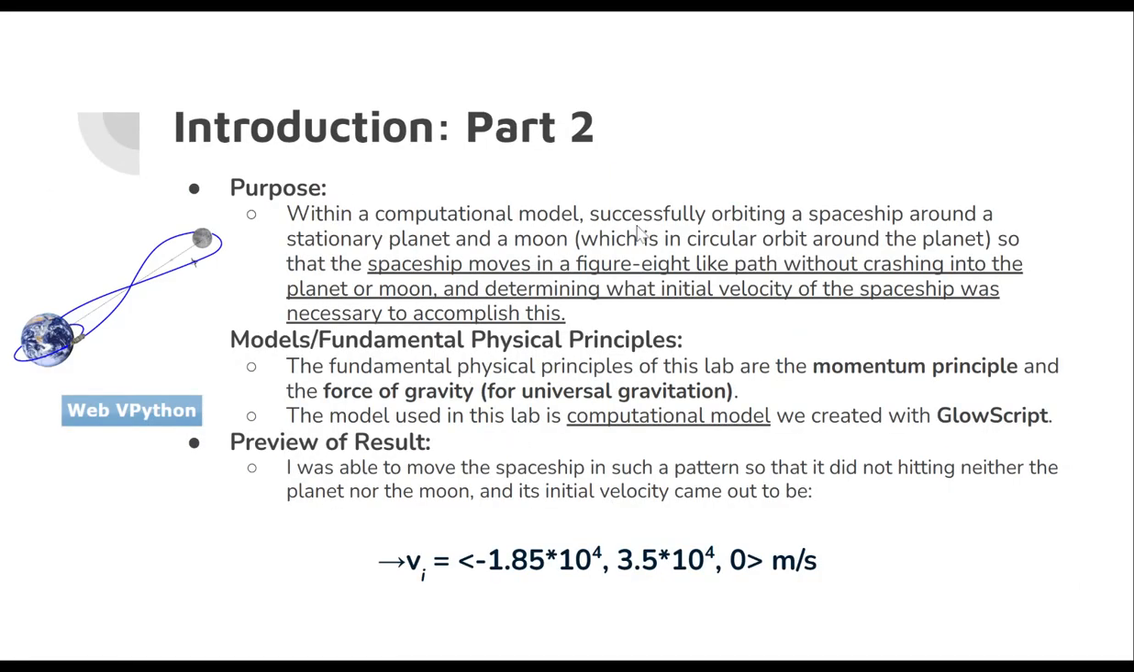So here's the second part. The purpose: we're trying to successfully orbit a spaceship around a stationary planet and a moon, which is in circular orbit around the planet, so that the spaceship moves in a figure 8-like path without crashing into either the planet or the moon, and determine what initial velocity the spaceship had to have to successfully accomplish this. Once again, we're using the same models and fundamental physical principles as part 1. Here's a preview of the result, the initial velocity.